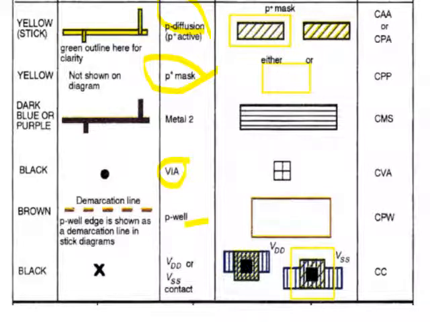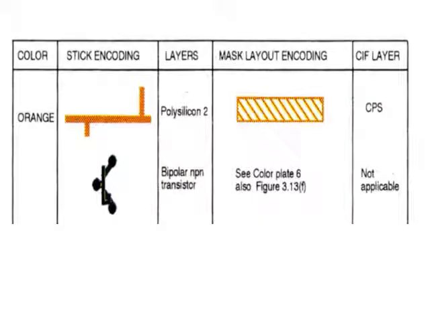This is P-well. In fabrication, you have studied P-well, N-well. So P-well is represented in this way, followed by VSS, VDD, etc. So these are the basic conventions. Polysilicon 2, like metal 1 and metal 2, we have polysilicon 1, polysilicon 2, etc. So here this is a bipolar NPN transistor.